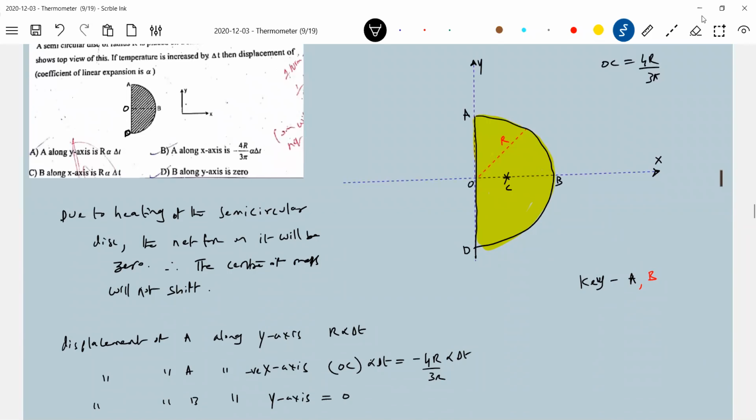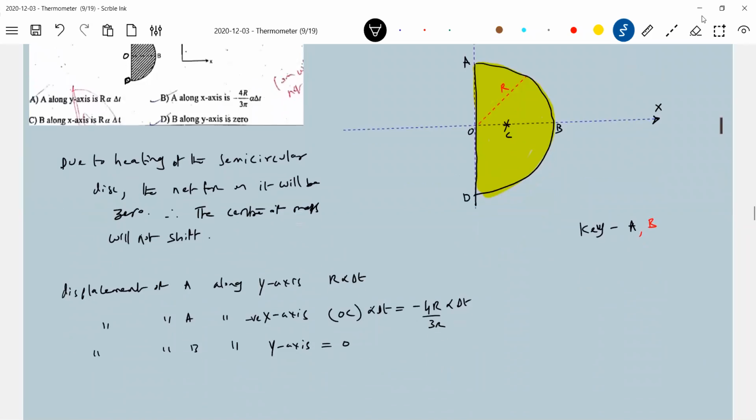0. Similarly, displacement of B along the x-axis, how much should it be? CB into alpha delta theta. Now what is CB equal to? R minus 4R by 3 pi, alpha delta theta. So option C, I cannot take it.